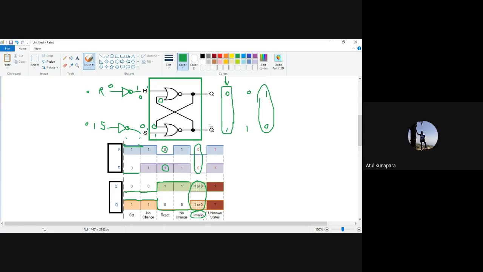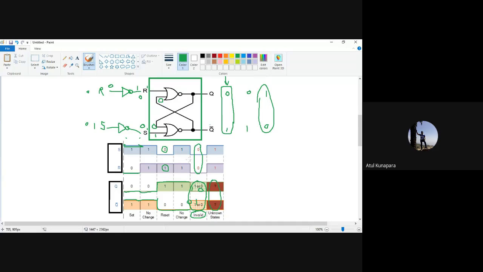And for that invalid case, what will happen next time? When next time you come to the 1 1 case here, that 1 1 will make R dash and S dash 0 0. At that time an unpredictable output will come, an unknown state, because prior to that, whether it was 0 1 or 1 0, you do not know. That's why what output will come cannot be predicted.